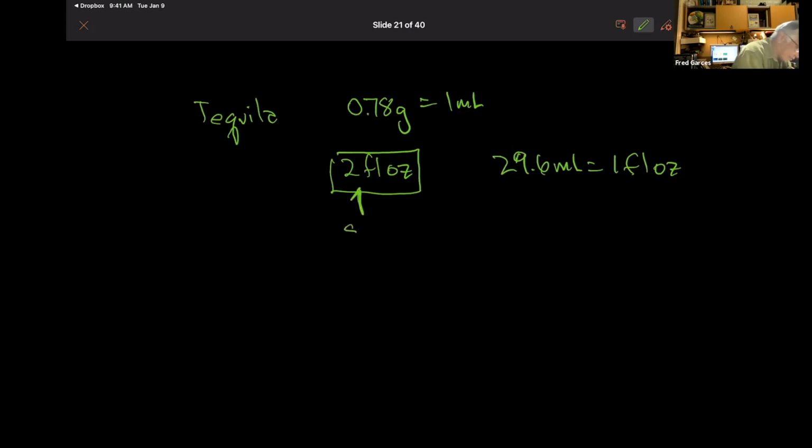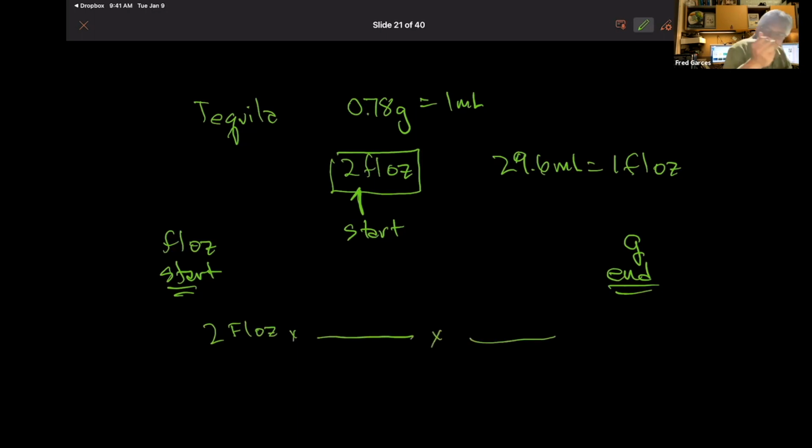Start with that. So we got fluid ounces, and then at the end, we're ending up with grams. This is my starting point. This is my ending point. Okay. So when you do this, 2 fluid ounces. And I'm going to do dimensional analysis, and I probably need a couple of conversion factors. Where's fluid ounces in my conversion factor? Right here. For fluid ounces, I've got milliliters. Okay. These 2 units go hand in hand. So I want to use these 2 units.